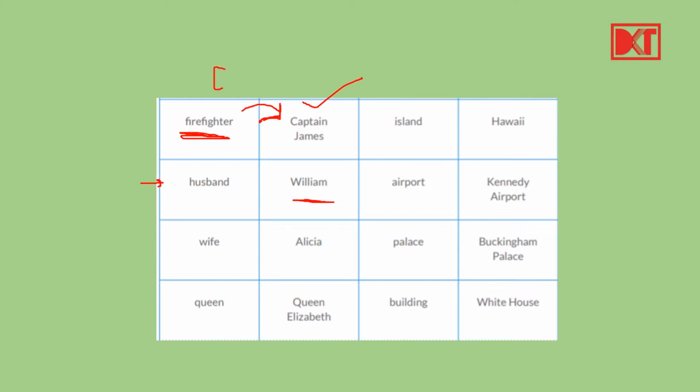So these are common nouns of persons. These are proper nouns. Then again, we have a few places like island, airport, palace, building. And these can be said specifically in terms of proper nouns like Hawaii, Kennedy Airport, Buckingham Palace, or White House. Alright, so the broad difference that I have been trying to tell you is that common nouns are the places, the persons, the things in general, whereas the proper nouns are the persons, the things, or places in a specific manner. Alright.